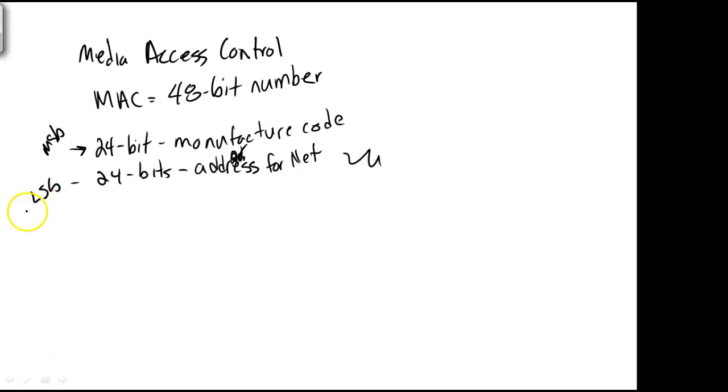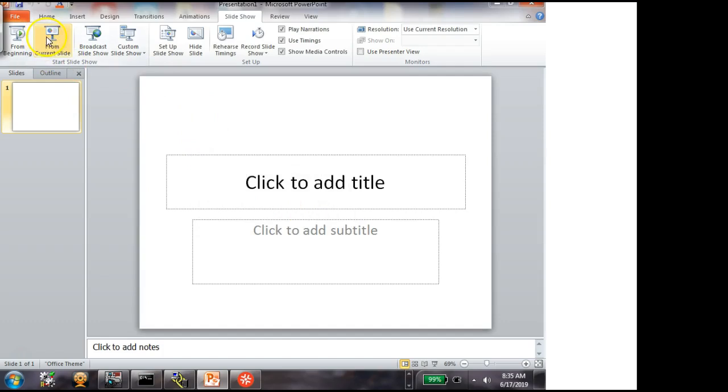So they came up with a method where we wouldn't have to broadcast our MAC address out on the network. They came up with something they called an IP address, for Internet Protocol.